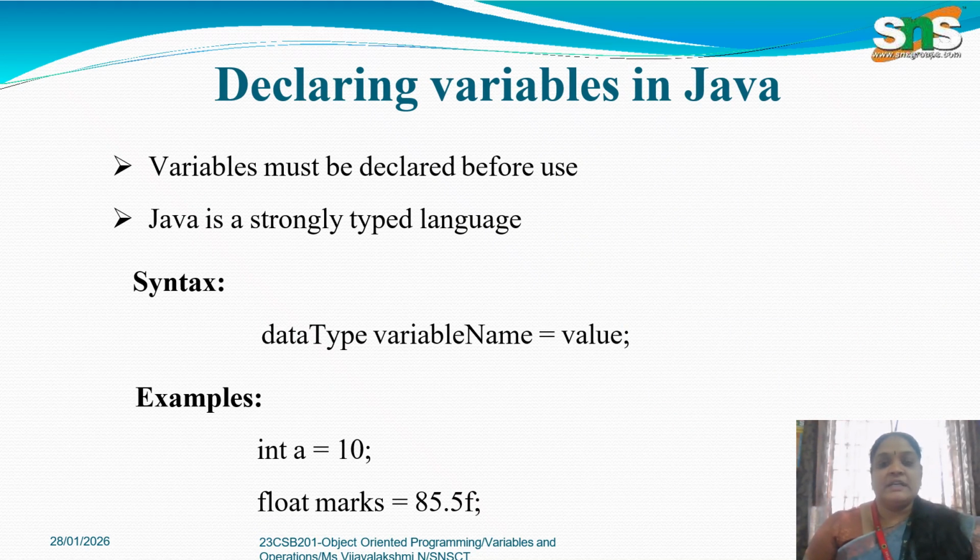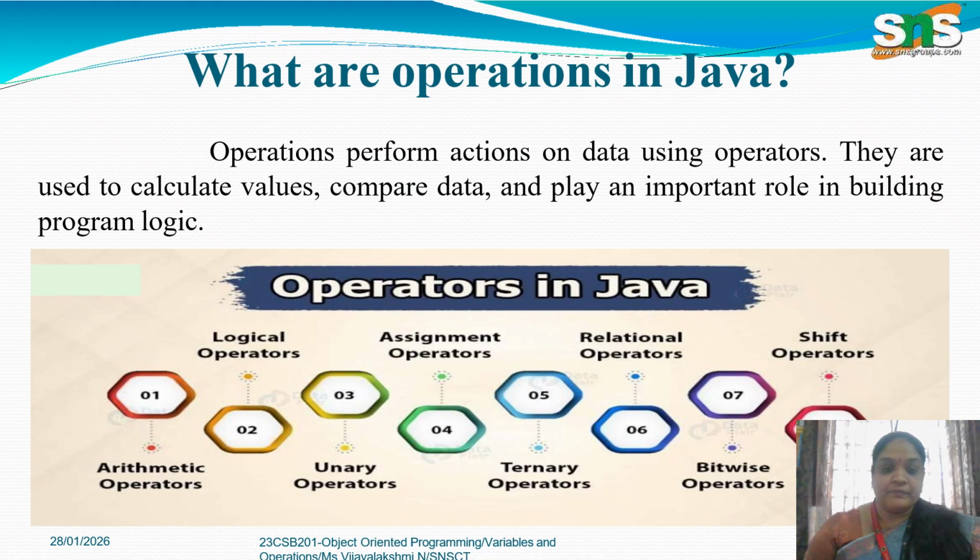Next we will see the declaration part. As I already told, to declare any kind of variable, we need a data type, a variable name, and the equal operator followed by the value. So this is the example. Integer is one data type and float is another data type. A is equal to 10: the variable is A and the value is 10. And marks, which they have given as 85.5.